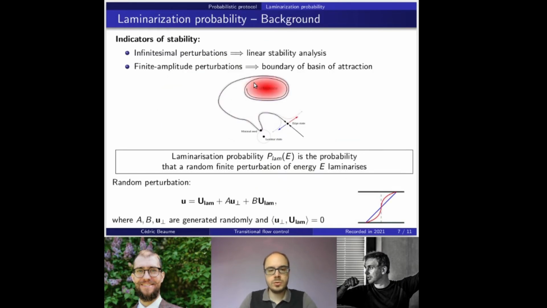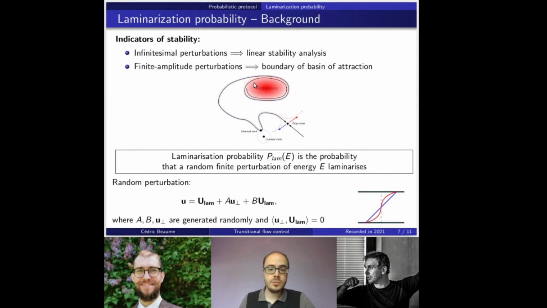So if we want to understand how to characterize the robustness of the laminar flow, typically if we have an instability that is triggered by infinitesimal perturbation, we would use linear stability analysis. This is not the case here. This instability is triggered by finite amplitude perturbations. And therefore what we need to know is the global structure of the basin of attraction of the laminar flow. In other words, we want to try and characterize the boundary of this basin of attraction.